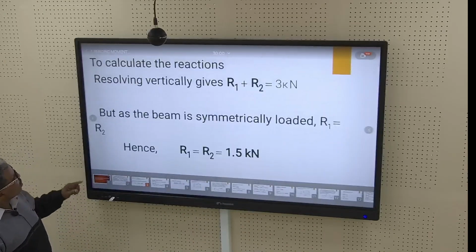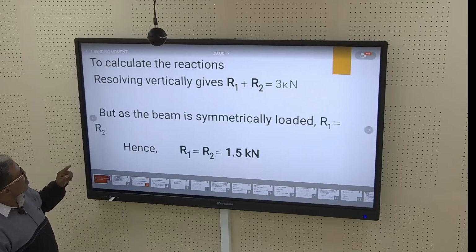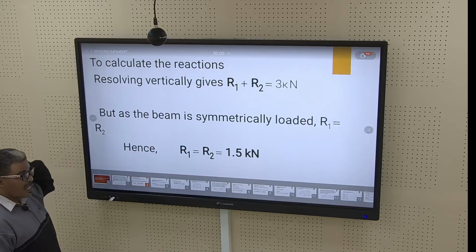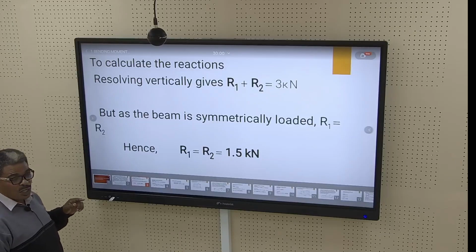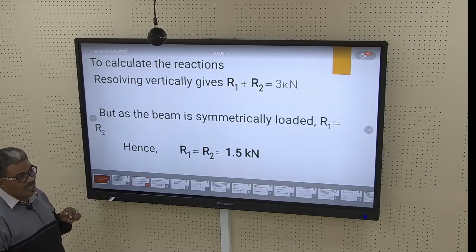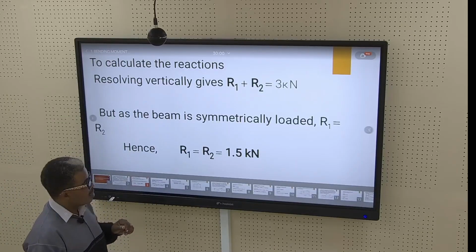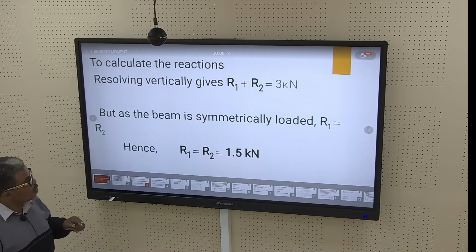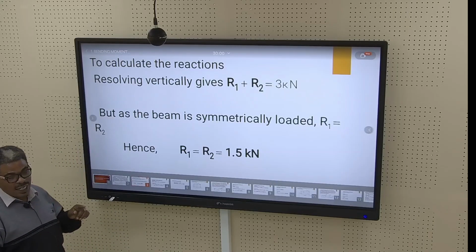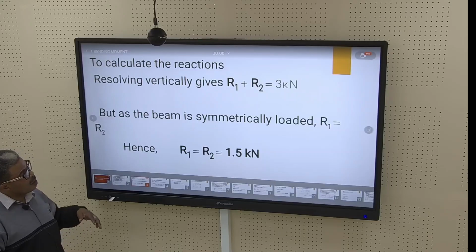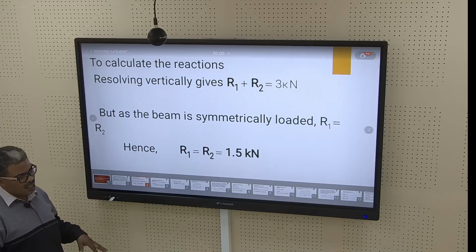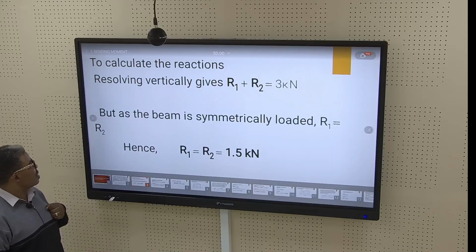So calculating for reactions, resolving vertically, the forces acting vertically: the summation of R1 plus R2, or RA plus RB, should be equal to the forces acting downwards. That is following the second principle of moment. The sum of forces acting downwards must be equal to the sum of forces acting upwards.